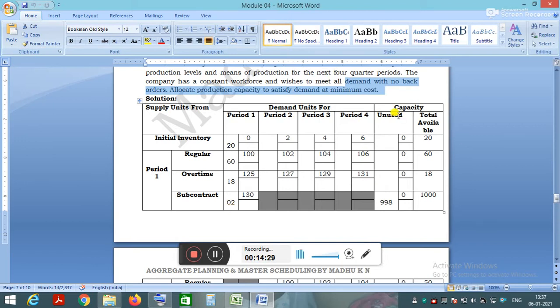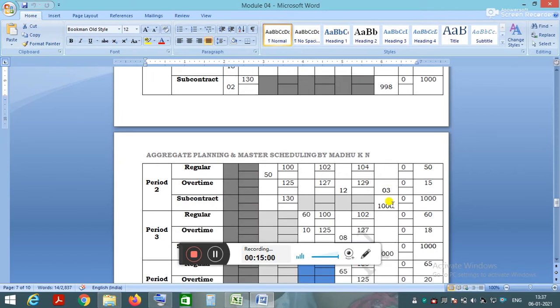Okay, here unused, we utilized completely the regular time. We produce the maximum capacity which can be manufactured, and in the overtime it is 18, we completely utilized. Subcontracting available is 1000, but we produced only 2 products by giving subcontracting, and the unused is 998. Okay, that's it for period 1. See, this is for period 2.